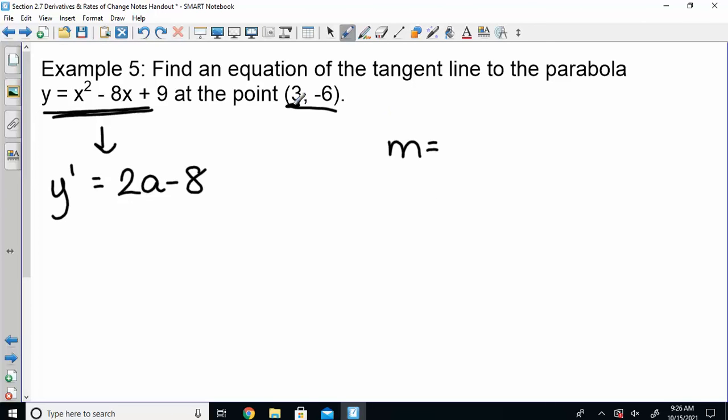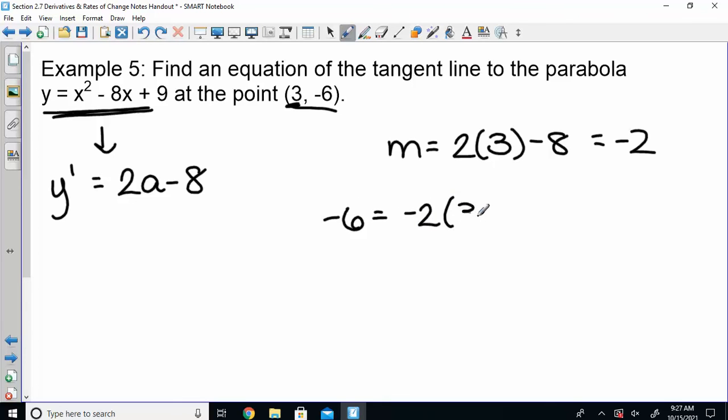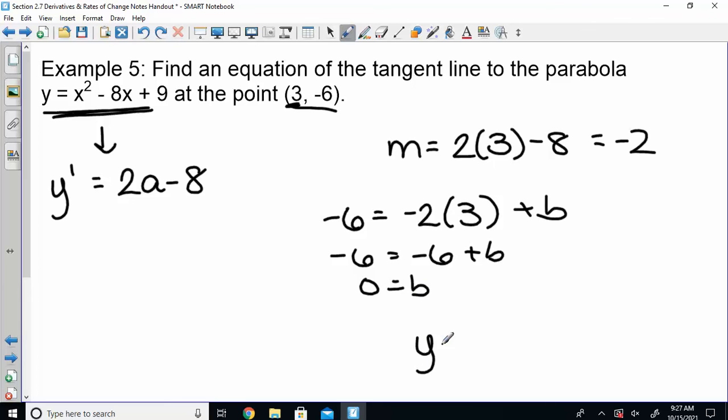What's my a? It's just your x value, so a is 3. Plug a 3 into your derivative, which is just the slope. So we get negative 2. So now we have a point and a slope. We can write the equation. y minus negative 6 equals negative 2 times x plus b. Add that over, so you get your b is 0. So the equation of the tangent line at that point is y equals negative 2x.